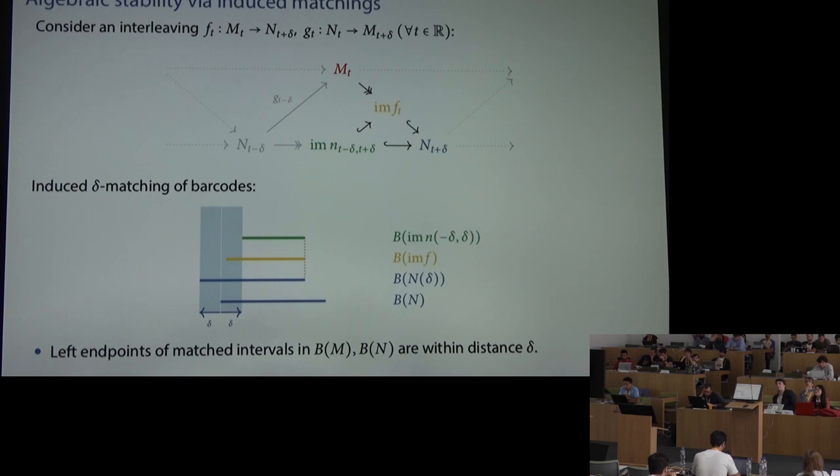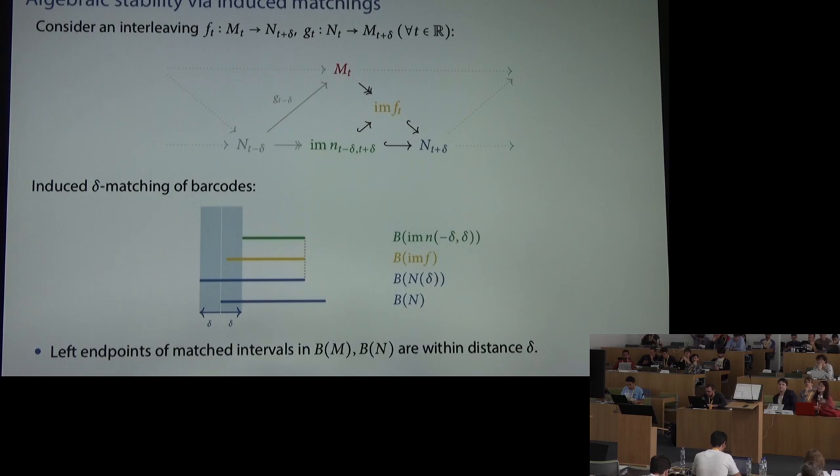Right, now you have control over the left endpoint of the yellow interval from both ends because it's sandwiched. Somehow the same concepts in this talk appear again and again in different places. Here we sandwich the image of f between N shifted by delta and this green image from t minus delta to t plus delta.